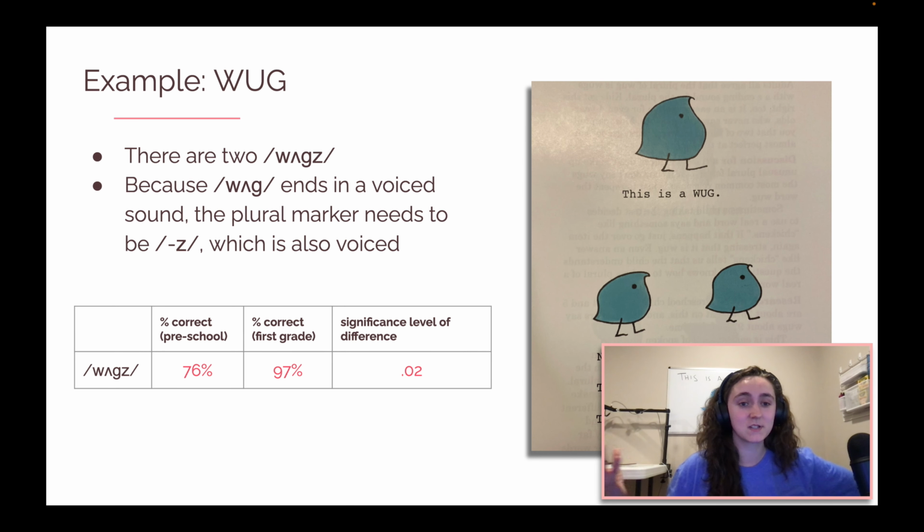So first, of course, the WUG. The answer to the prompt is there are two WUGs. We need the child to say WUGs with a Z because that's how the plural rule works in English. You would not say WUGs with an S, you would say WUGs with a Z.